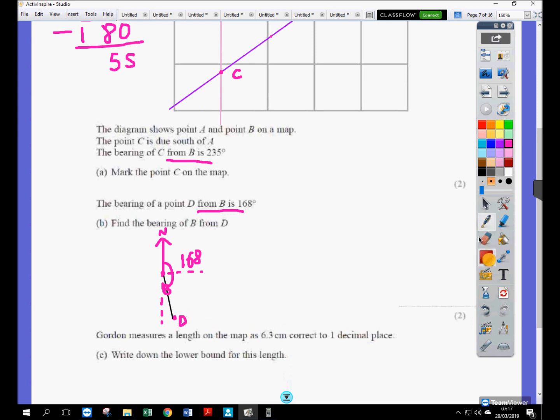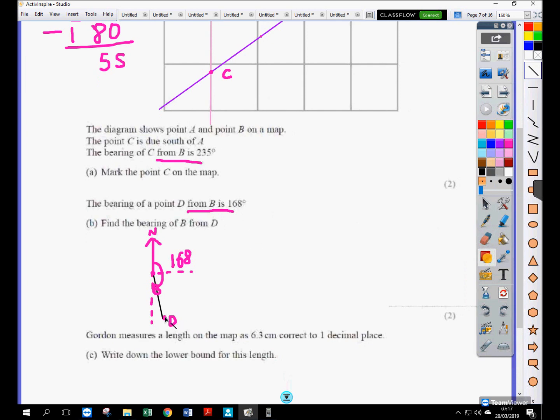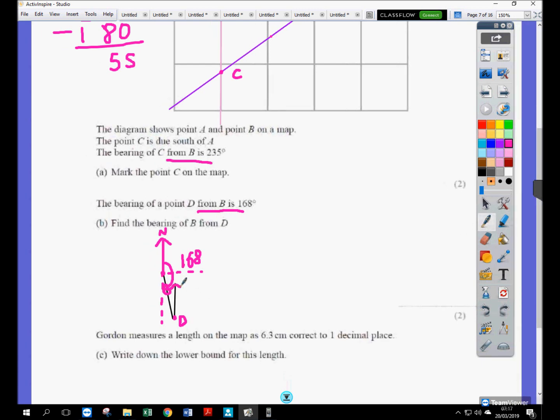Right, and the question is asking to work out the bearing of B from D. So let's draw a north line at D, because we have to start from D, and we always start from the north line. So we start at the north line, and we go in a clockwise direction to the letter we're interested in. So we start at D, we go in a clockwise direction all the way around to B. This is the angle that it's asking us to work out.